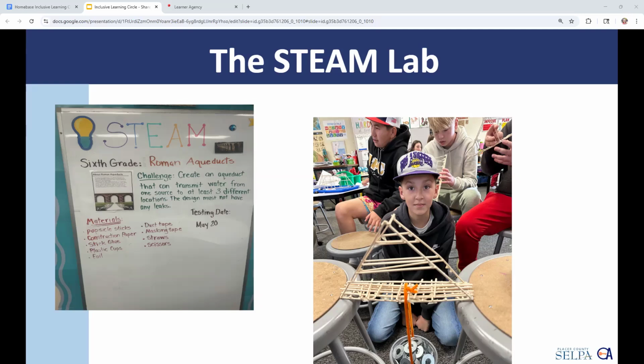On the left, you'll see the sixth grade challenge. They were making Roman aqueducts: create an aqueduct that can transmit water from one source to at least 3 different locations. The design must not have any leaks. Then all the materials available, and the date on which they'll be testing these. Such a fantastic way for them to get really creative and make something. I do believe they have opportunities to work in a group or independently. It's so project based and allows these open-ended questions and plans, and allows them to dig deep in a way that works for them.